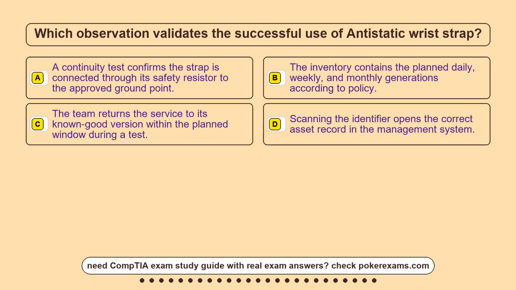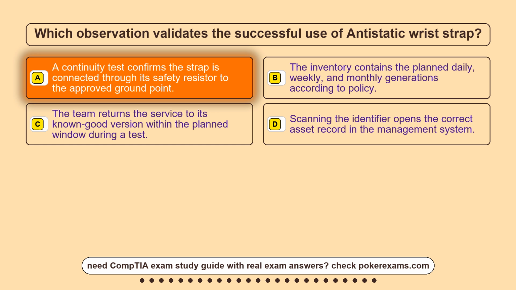Question 16. Which observation validates the successful use of anti-static wrist strap? Option A. A continuity test confirms the strap is connected through its safety resistor to the approved ground point. Option B. The inventory contains the planned daily, weekly, and monthly generations according to policy. Option C. The team returns the service to its known-good version within the planned window during a test. Option D. Scanning the identifier opens the correct asset record in the management system.